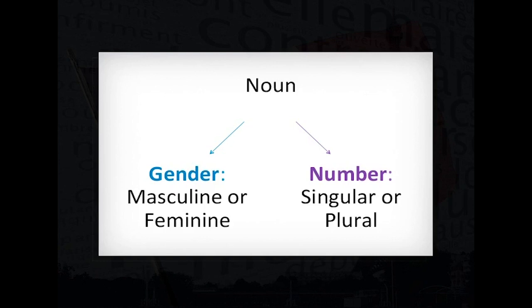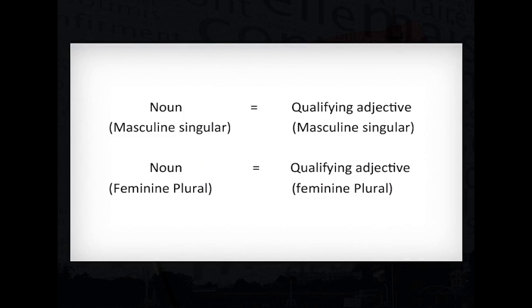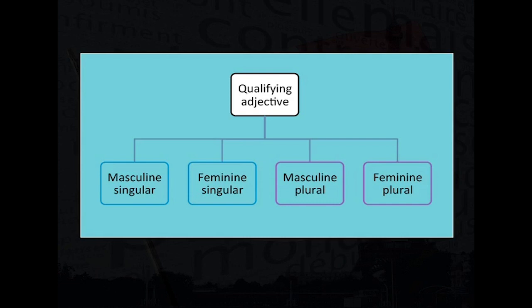These two factors, that is the gender and the number of the noun, play an important part in the formation of qualifying adjectives. So for instance, if the noun is masculine singular, the qualifying adjective also needs to be masculine singular. Likewise, if the noun is feminine plural, the qualifying adjective must be feminine plural. French adjectives change to agree in gender and number with the noun that they modify, which means there can be up to 4 forms of each qualifying adjective: masculine singular, feminine singular, masculine plural, and feminine plural.